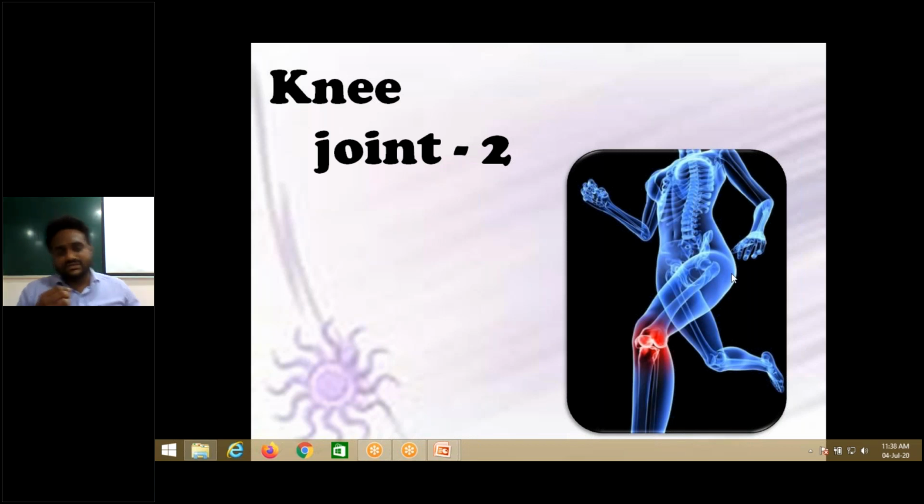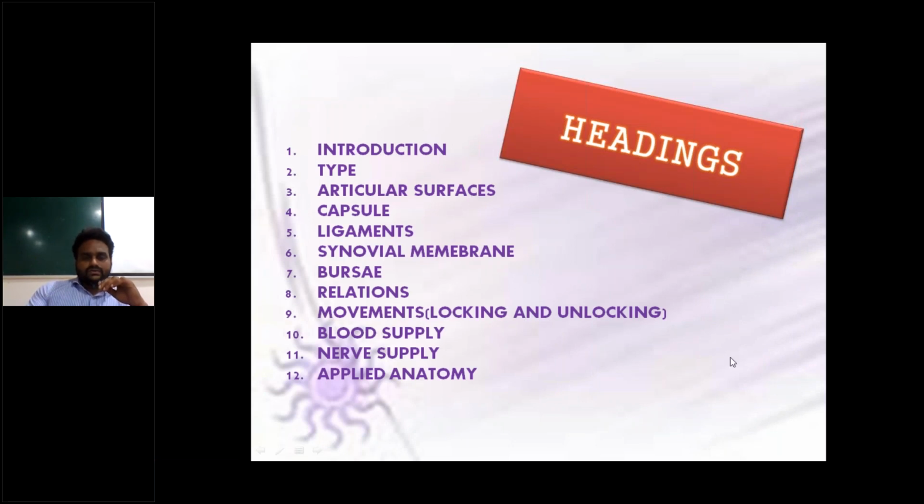So we continue yesterday's class, knee joint, part 2. Usually we are following these headings of the knee joint. Yesterday we completed up to which level? Up to ligaments. So from the synovial membrane onwards we will learn today.